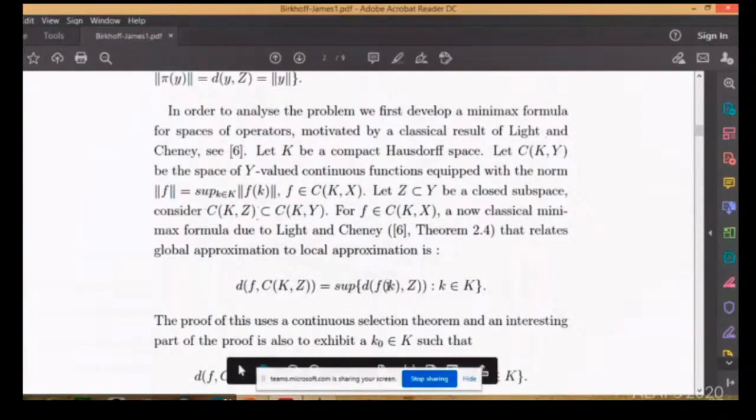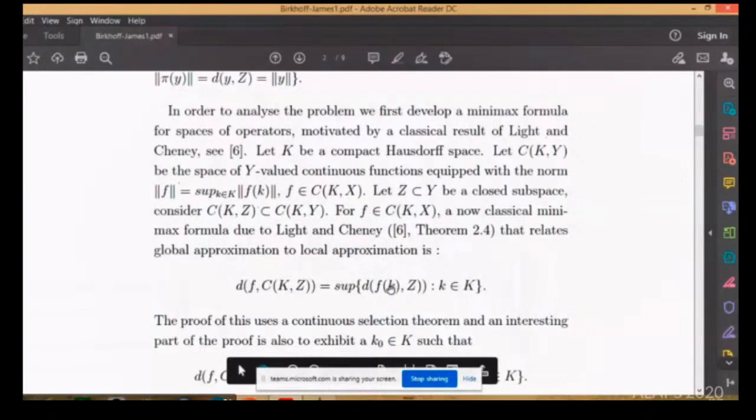Then for any closed subspace Z of Y, you can now look at continuous functions which take values in Z as the subspace of continuous functions which take values in Y. And so this is a classical formula due to Light and Cheney. It says that if you look at the distance, so the distance means this is the infimum of norm of F minus G, where G belongs to C(K,Z).